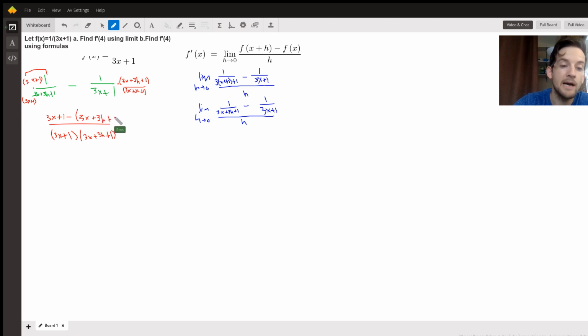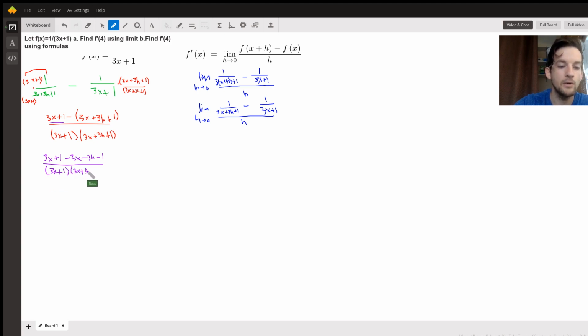So great, we've combined the fractions. Now we can just clean up the top a little bit by distributing our negative and combining like terms. So when we distribute the negative on top, we're going to have 3x plus 1, just like we do up here, minus 3x minus 3h minus 1. Now, hopefully you can already notice that something cool is going to happen. The bottom will not change, 3x plus 1. You could distribute, but don't. It'll make your life harder. So the bottom stays the same.